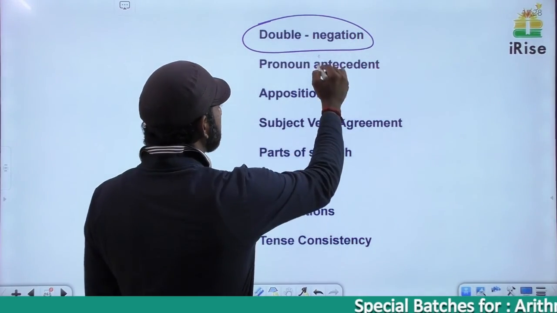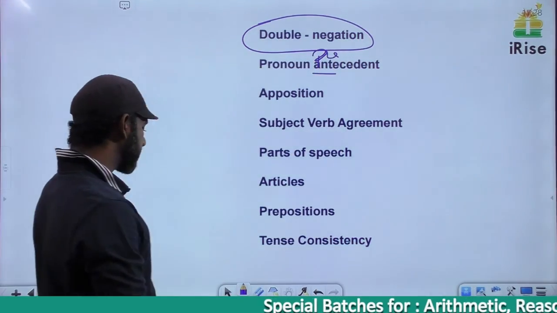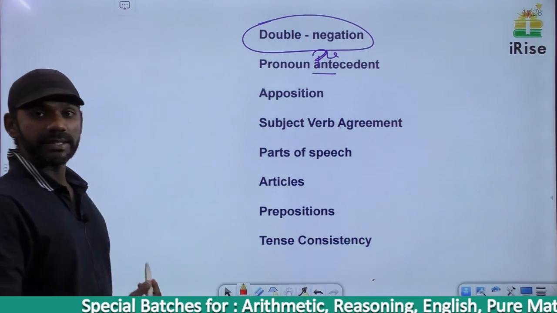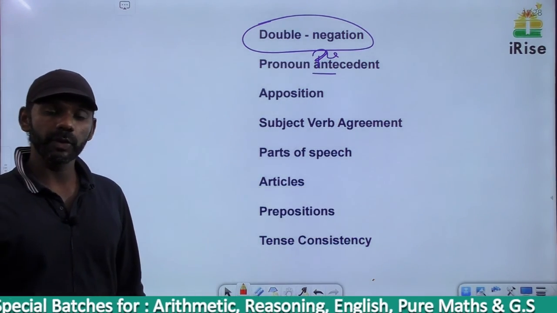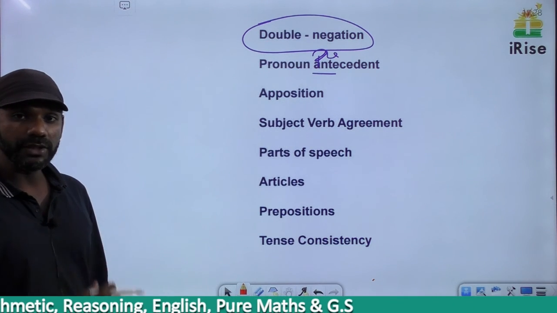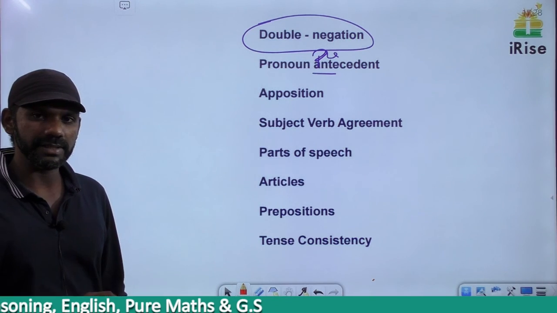Pronoun antecedent. Ante means pre, before. Every pronoun must refer to a noun before it. A singular pronoun can refer only to a singular noun, and a plural pronoun can refer only to a plural noun. Pronoun antecedent.